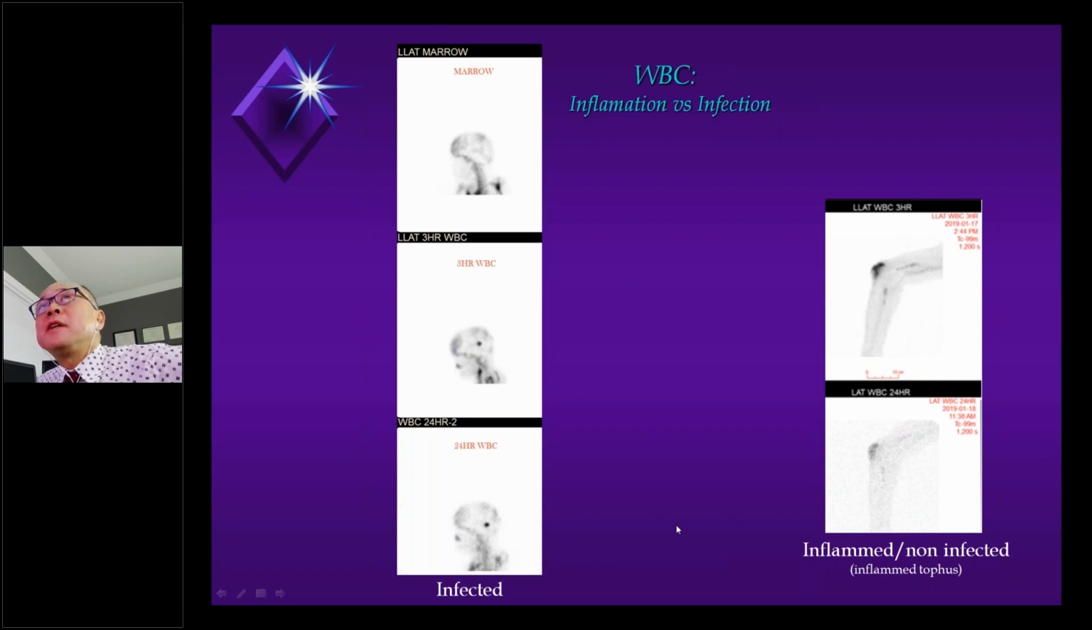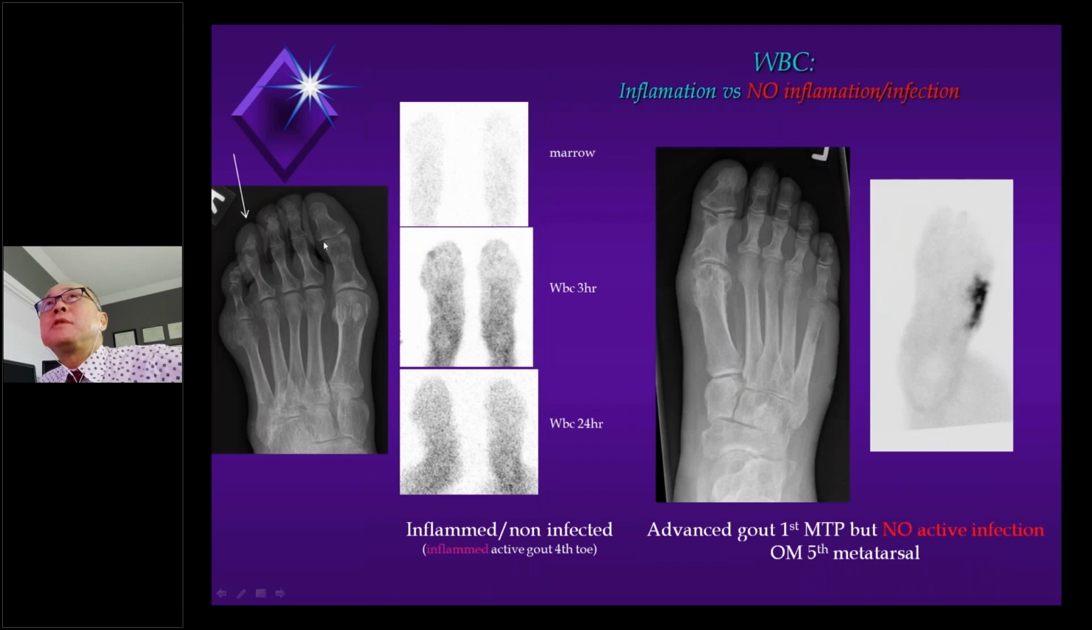So infected, non-infected. Another example with gout, there's concern regarding that swollen fourth toe, and you can see there is some early white cell appearance that doesn't persist. In fact, it completely normalizes at 24 hours. So this is not infectious, okay?